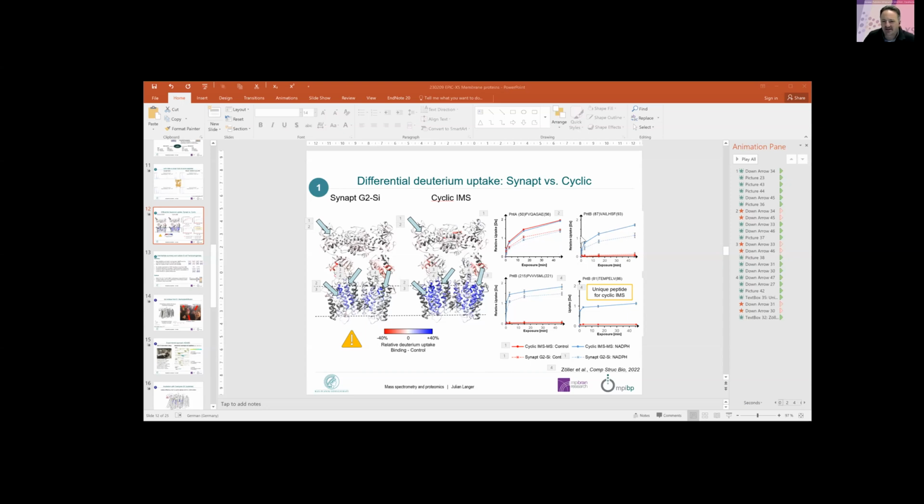If you can see here, these are identical peptides. The dotted line is Synapse data, and the full line is cyclic data. This is the same peptides that you can see here, except for this one, which we only had on the cyclic. But you can see that our uptake rates were just higher across the board.